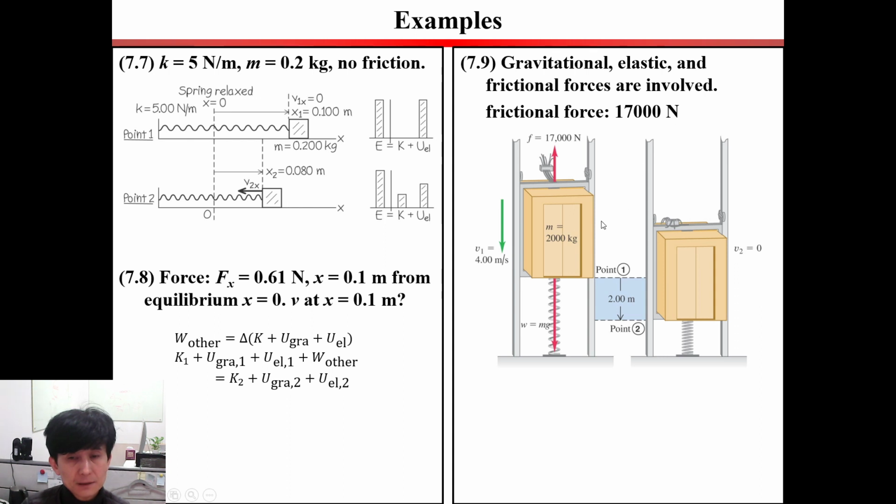If an object is under a gravitational force as well as a frictional force, we can calculate the total force involved with the system by adding the gravitational force plus the frictional force. That's another example.